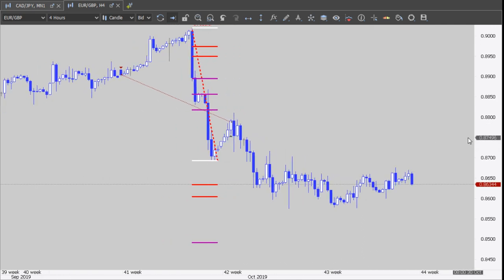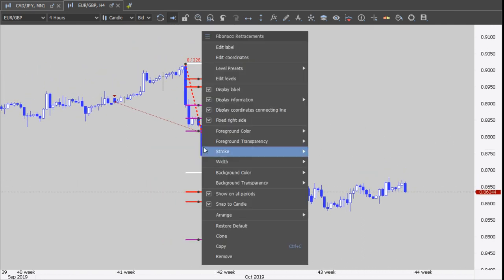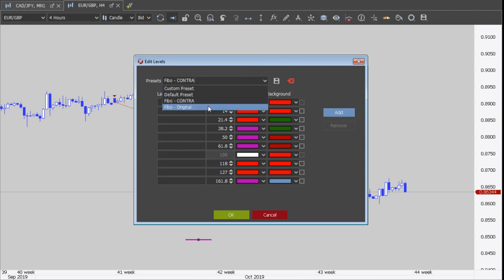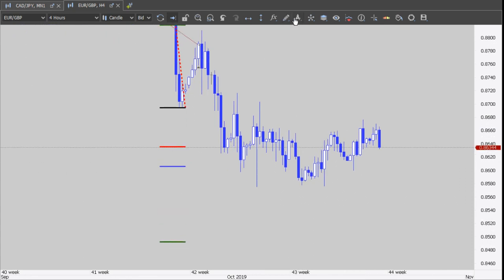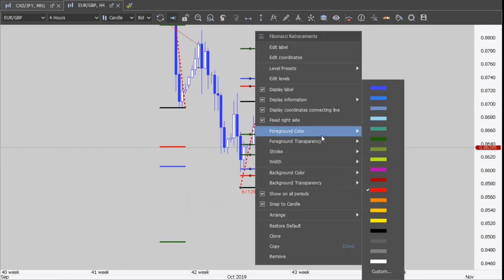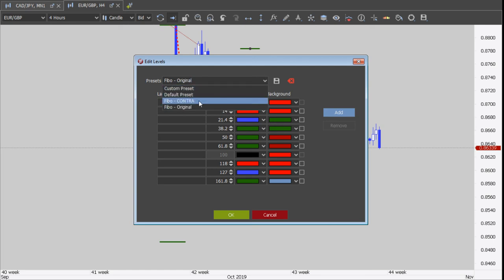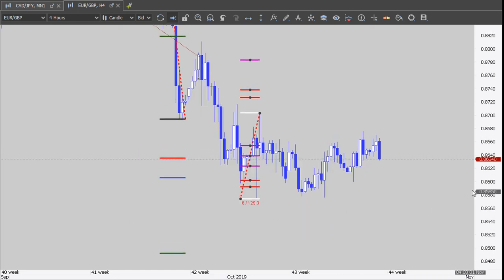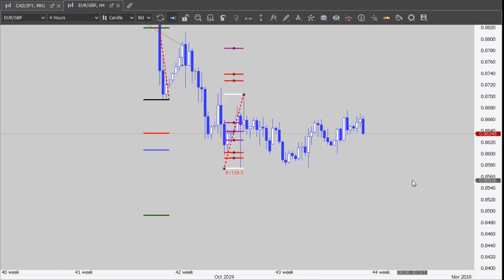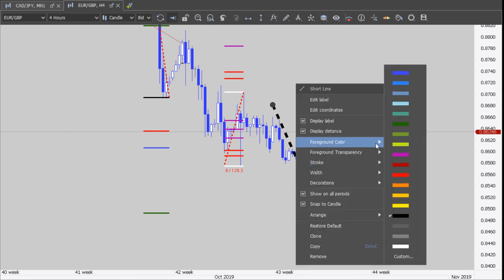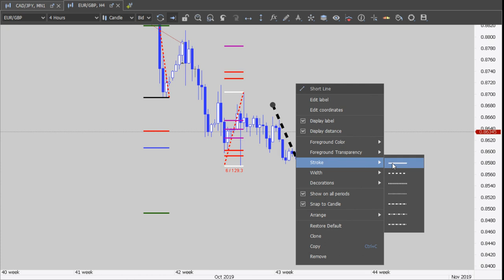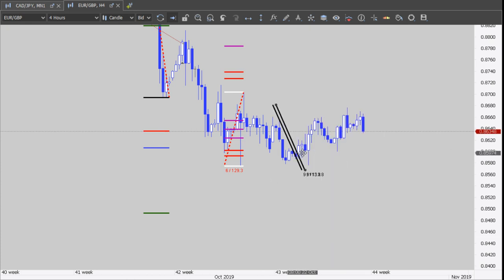Euro GBP 4-hour chart, and we have a down Fibonacci original one, and we have a contrarian Fibonacci in here. How are we going to trade this? Where would you put your stop loss, everybody? You have an opportunity going long in here. This was the counter trend and break. Like this. And you had another counter trend and break like this.